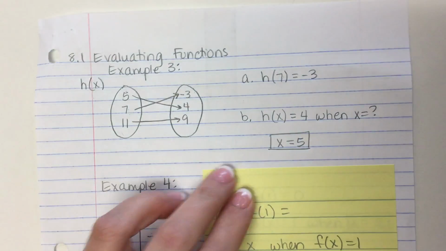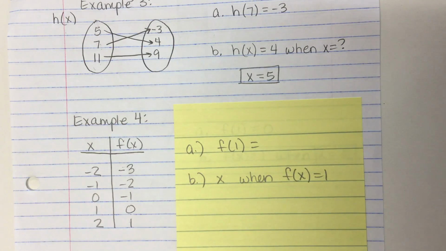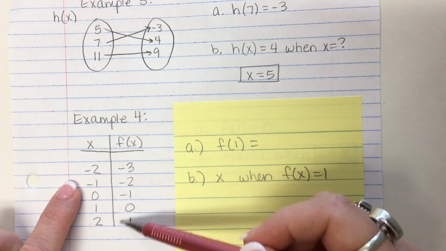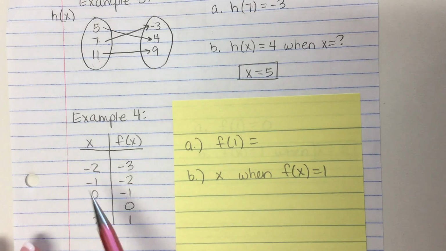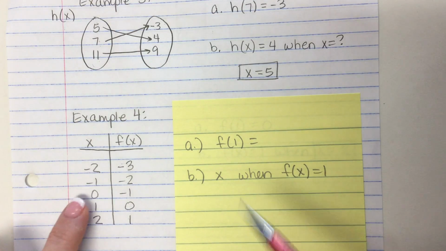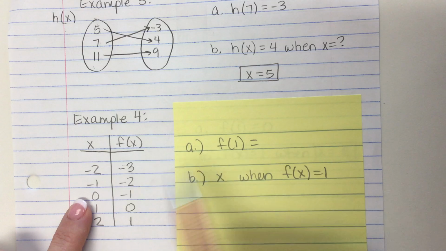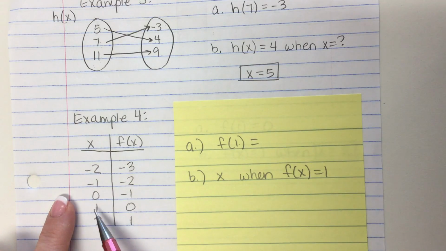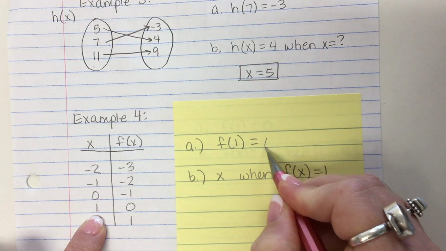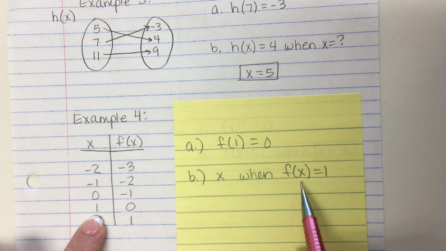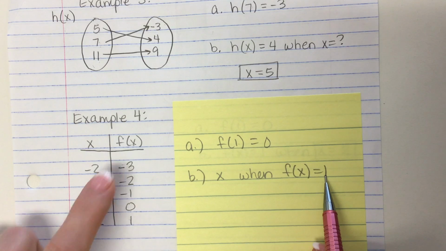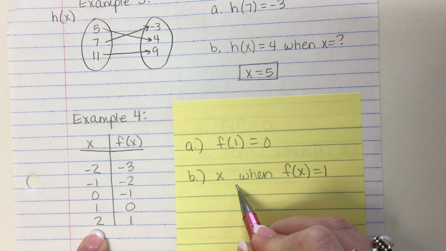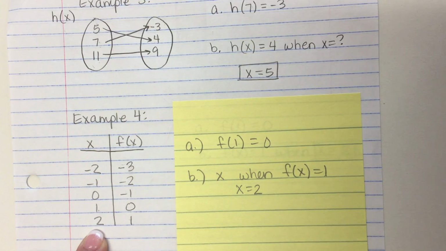Okay? Let's look at the next one. You have, again, a table of x's and y's, inputs and outputs, and we want to know what happens since the 1 is replacing the x part. When x is 1, y is 0. That's the output. When the output is 1, x is 2, the input.